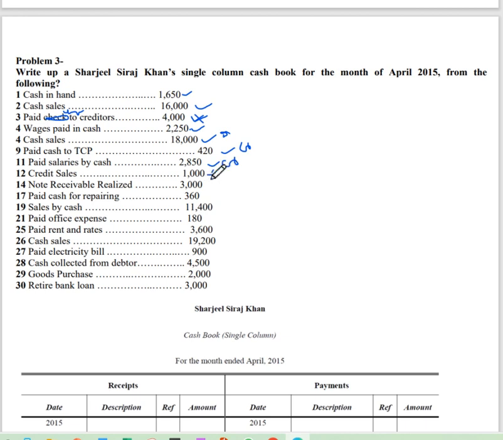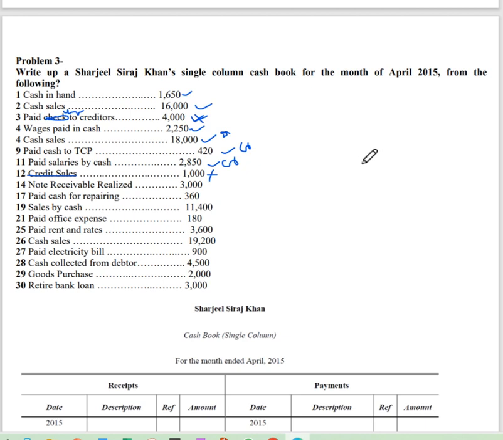Credit sales. So here credit sales should not be recorded in the cash book. This should be recorded in the sales book. When we did subsidiary books, purchase book, purchase return book, sales book and sales returns book, we have learned that any purchase or sales of goods on credit basis, non-cash basis, we will consider in the purchase book or sales book, not in the cash book.